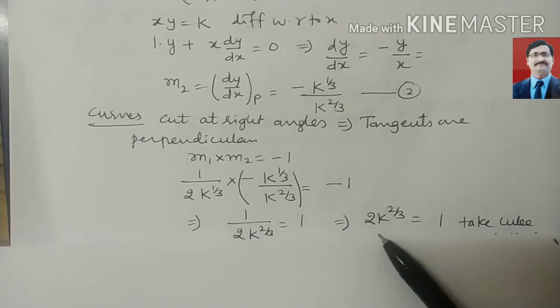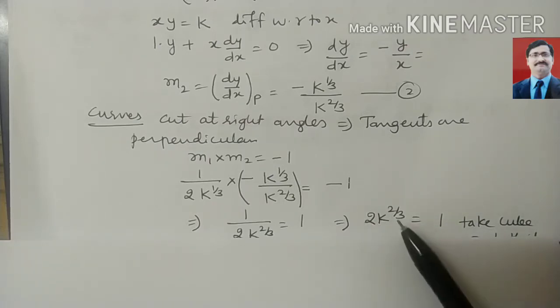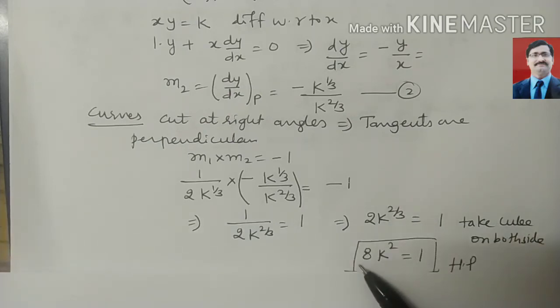Now we cross multiply: 2 into k power 2 upon 3 equal to 1. Now we take the cube on both sides. 2 power 3 is 8, and the power 3 cancels the 3, so we get k power 2. This gives 8k square equal to 1, and this is what we had to prove. Okay, so you can understand this type.